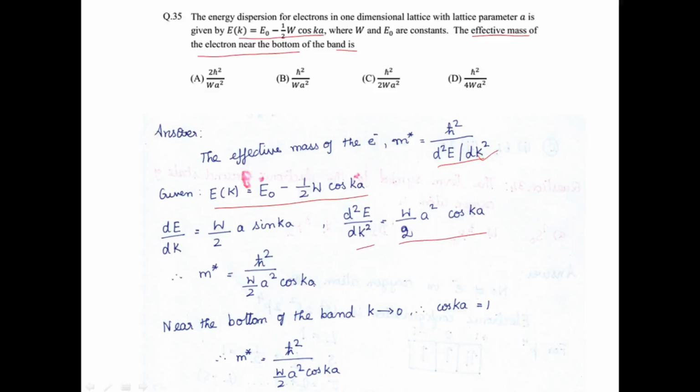In the question, they have asked us to find the effective mass near the bottom of the band. Where k goes to 0, the value of cos ka will be equal to 1. Therefore, by substituting it here, we will be getting m star as h cross square divided by W by 2 a square, that is 2 h cross square divided by W a square. So the answer is option A.